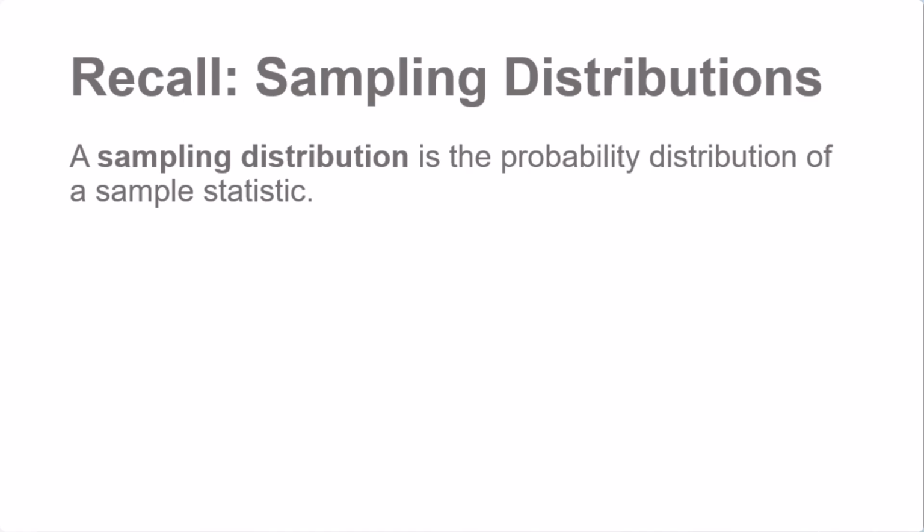I just want to do a really brief review of what a sampling distribution is. So this is the probability distribution of a sample statistic, and in this video we're specifically talking about the sampling distribution of sample means, because that is what the central limit theorem addresses.